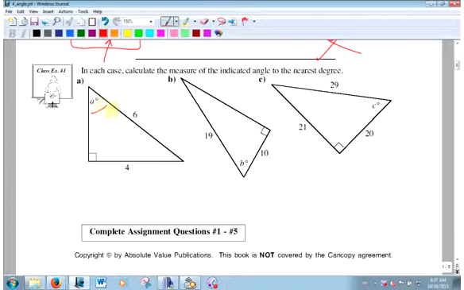Here's a triangle. Okay? How do I solve this? What am I given? Label the triangle. There's hypotenuse. This is opposite. That's adjacent. I want a ratio that has O and H. Which ratio has O and H?